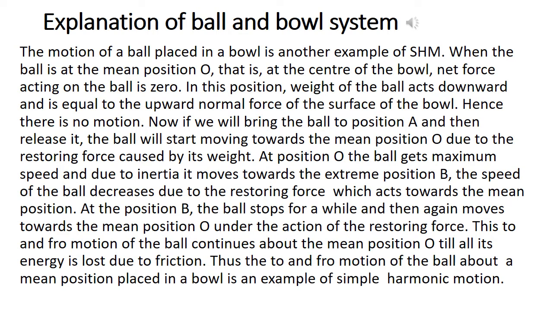So in this way, this to and fro motion of the ball continues about the mean position O till all its energy is lost due to friction. So in this way, the to and fro motion of the ball about a mean position placed in a bowl is a clear example of simple harmonic motion.